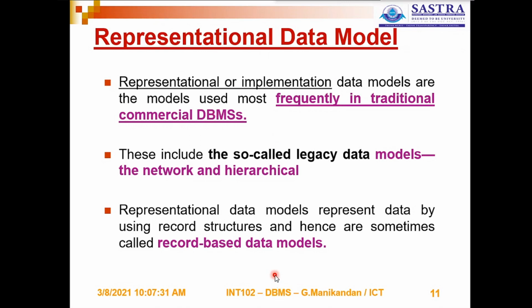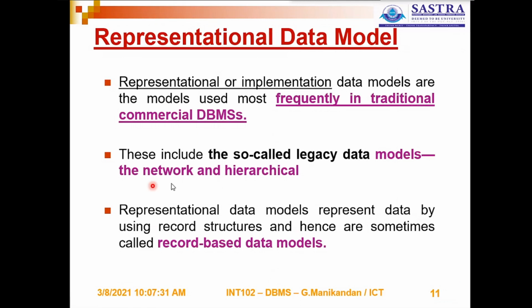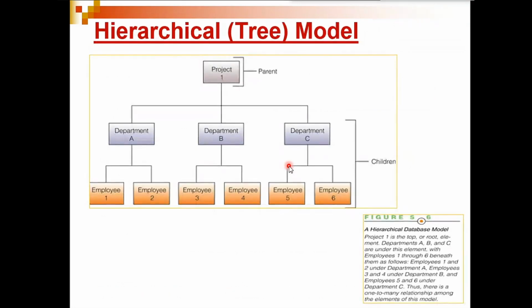Now if you take the representational model, what are the options you have? Basically you are going to use records. You can organize these records in the form of a network or in the form of a hierarchical tree. This is an example for a hierarchical tree. So you have a project, and you have three departments. You can call this a root.